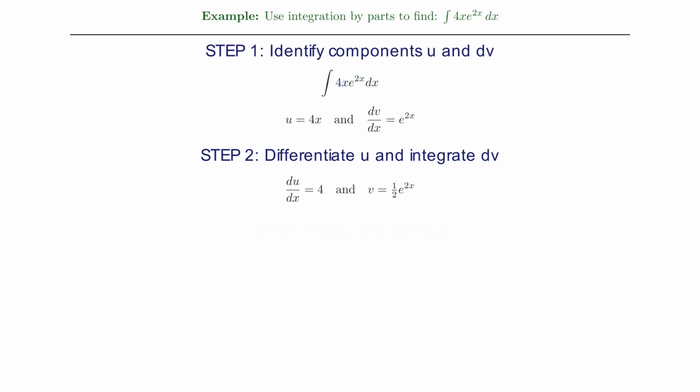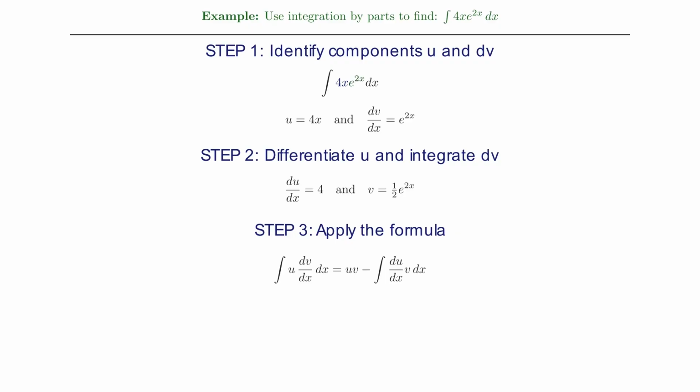We can now put these into the formula for integration by parts. That is the integral of u dv dx with respect to x is equal to u times v minus the integral of du dx times v with respect to x.